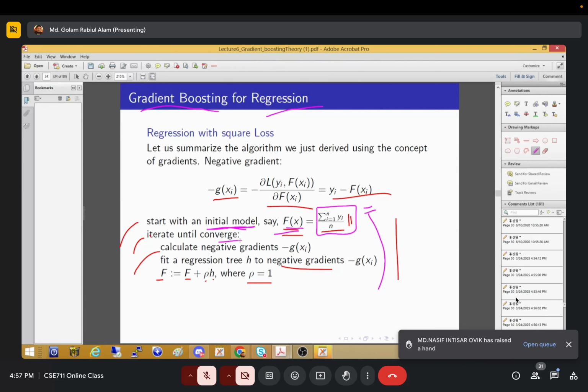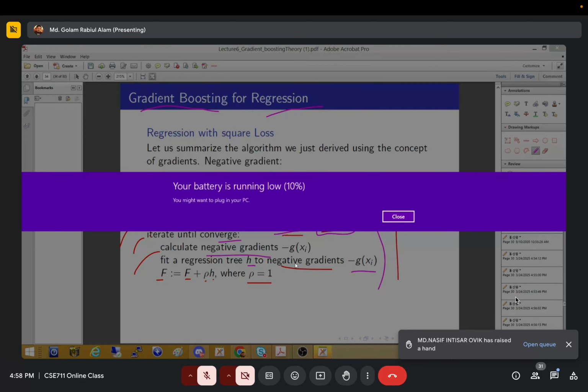Then what we have to do is calculate the negative gradients. We know how to calculate the negative gradients: they are the same as our residuals. So we just need to calculate the residuals, specifically the pseudo residuals, and then fit a regression tree h to the negative gradients. That means, with the residuals we got, we have to build a new model h.